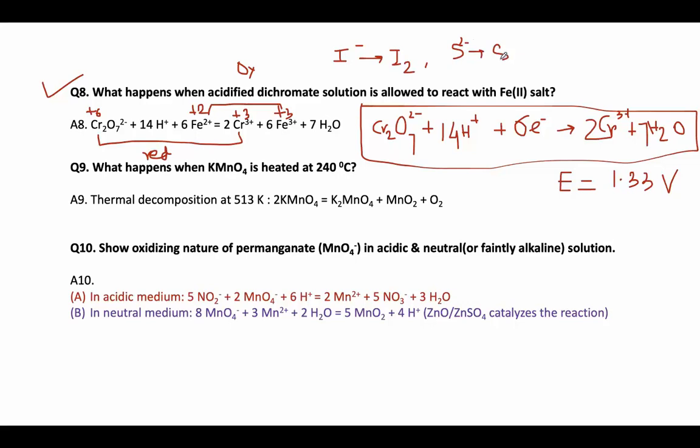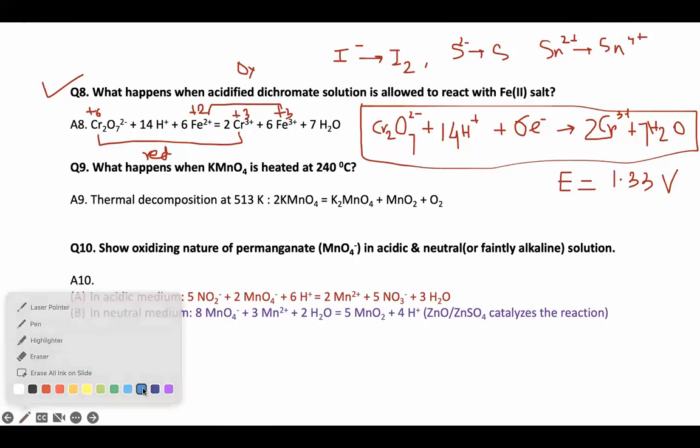From stannous Sn2+, it forms stannic Sn4+. So it can oxidize Sn2+ to Sn4+. It can also oxidize iron 2 to iron 3, which is the example I have depicted here. Now we are going to the next question, which is regarding potassium permanganate.